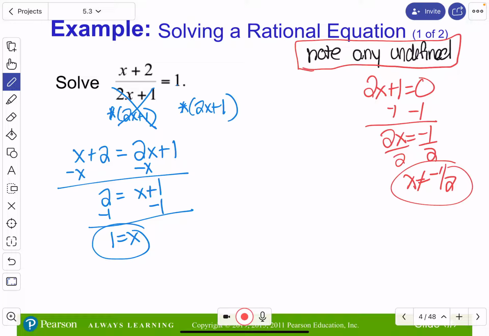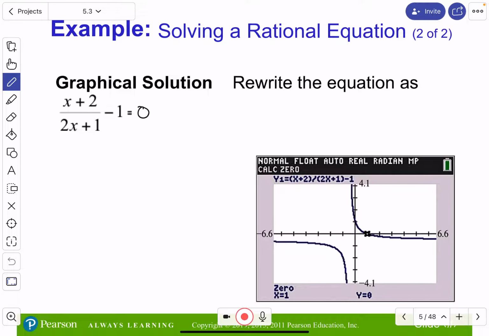Now, if I look at my answer, 1 equals x, and over here on our undefined, it can't equal negative 1/2. Well, that's not the answer, so we're all set. So our solution set is x equals 1. Another way to do it is to subtract that 1 from both sides and set it equal to 0. Then put this in our graphing calculator. If we put that in our calculator, then we just find the x-intercept, and that gives us our x value. So that gives us the same answer whether we graph it or not.